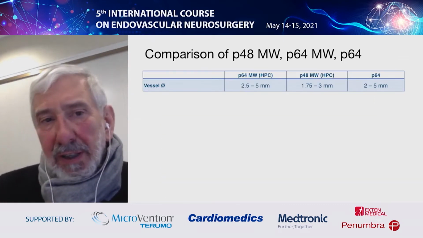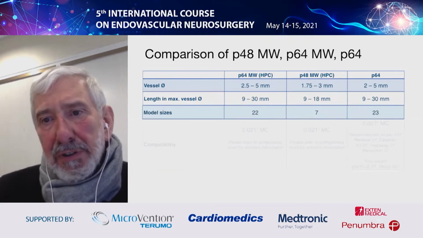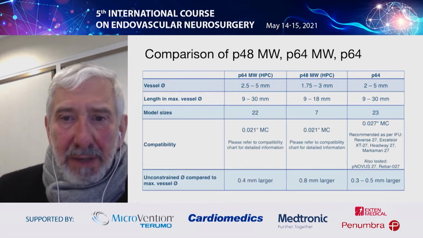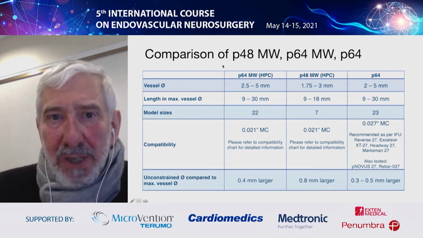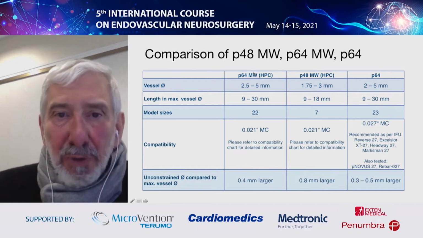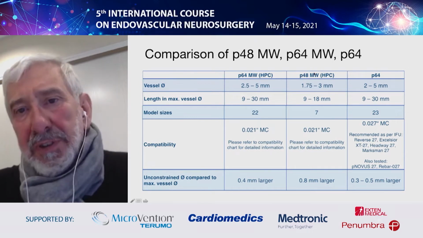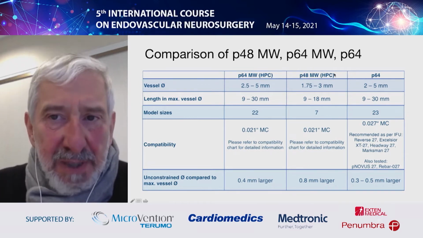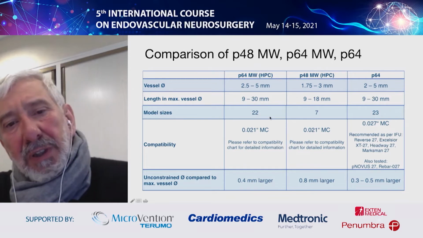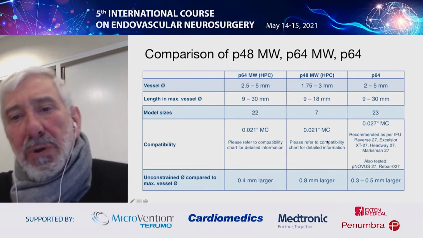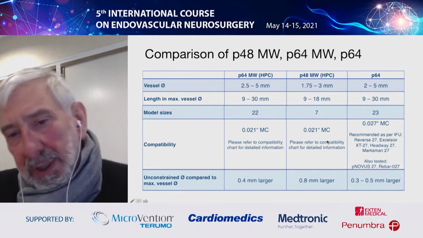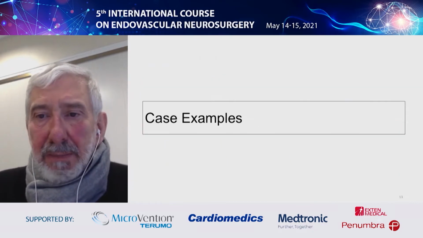So it's a comparison of the different devices, but I will go very rapidly just to mention that with the new version, with the MW version of the P64, the MW version of the P48, and also with the HPC version of this flow diverter, you can place them through a 21 microcatheter, which is indeed quite important.